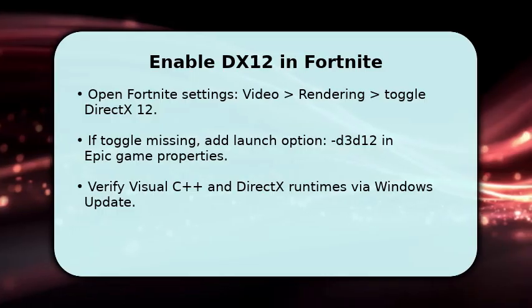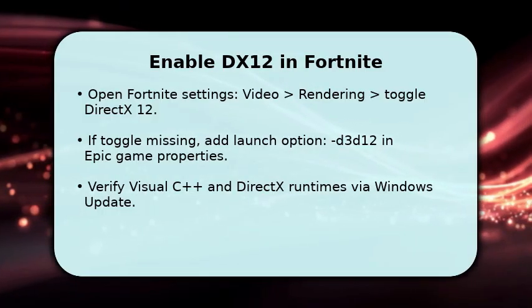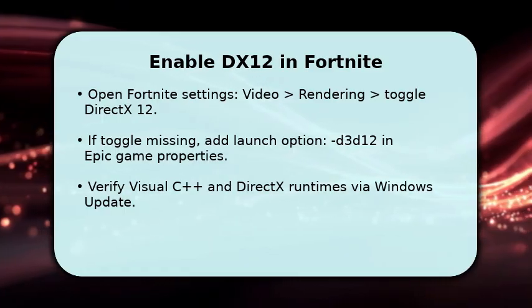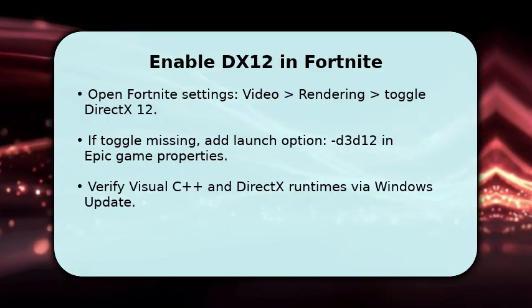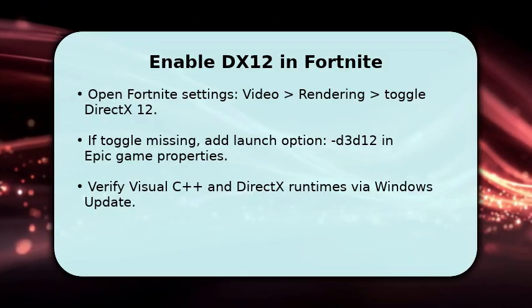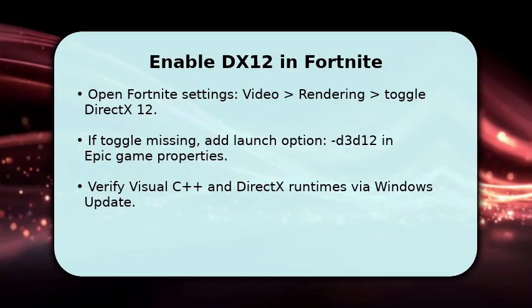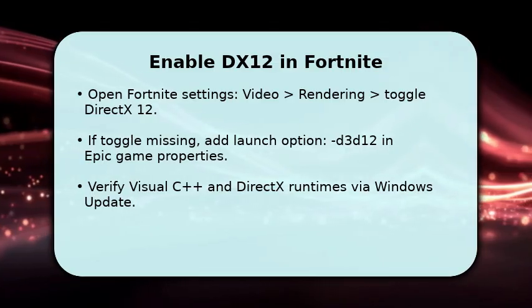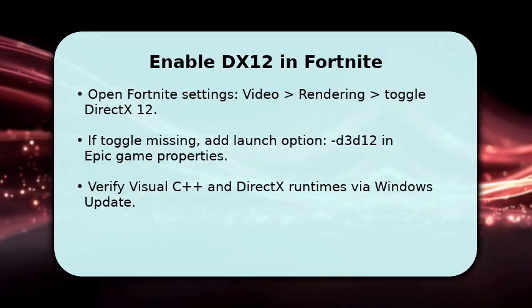Now you'll enable DirectX 12 for Fortnite. Launch the game and go to Settings, right arrow Video, right arrow Rendering, then enable DirectX 12 and apply changes. Fortnite will prompt for a restart. If the option isn't visible, close the game, open Epic Games Launcher, right-click Fortnite, select Manage or Properties, and add -d3d12 to additional command line arguments, then relaunch.